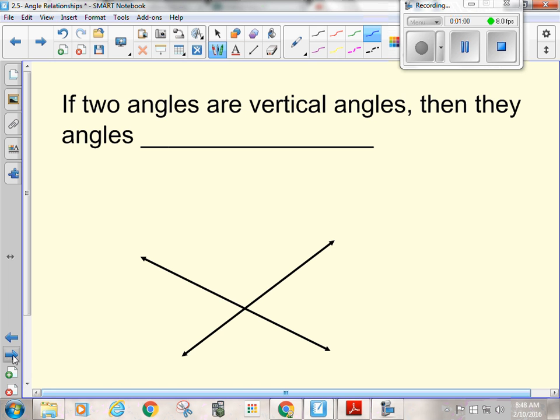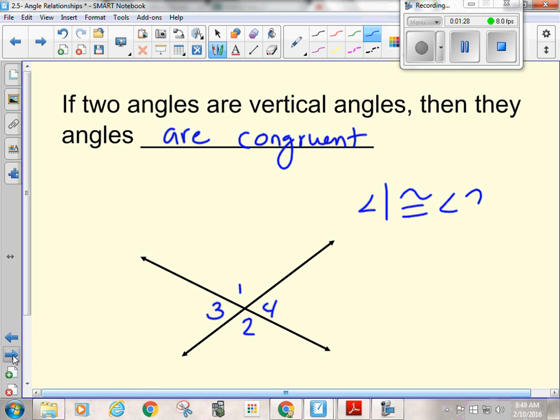All right. Then we've also talked about vertical angles. Those are the ones that are going to be across from each other, such as 1 and 2 or 3 and 4. But let's talk about the measures. If we have vertical angles, then the angles are congruent. Okay, so they have the same measure. So 3 and 4 have the same measure and 1 and 2 do. So we can say angle 1 is congruent to angle 2 and angle 3 is congruent to angle 4.